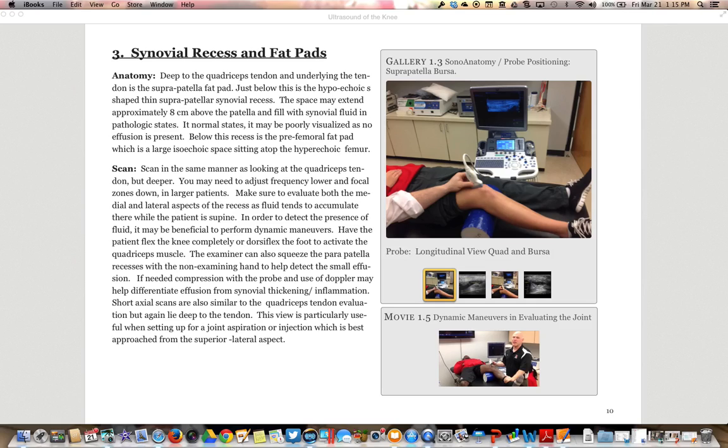In order to detect the presence of fluid, you may find it beneficial to perform dynamic maneuvers by having the patient flex the knee completely or dorsiflex the foot to activate the quadriceps muscle. The examiner can also squeeze the parapatellar recesses with the non-examining hand to help detect small effusions. If needed, compression of the probe can also be done, and use of Doppler may help differentiate effusions from synovial thickening or inflammation. A short axial scan is also similar to the quadriceps tendon evaluation, but again, we're going to be looking at the bursa, more specifically lower beneath the tendon. This is particularly useful when doing your injections.